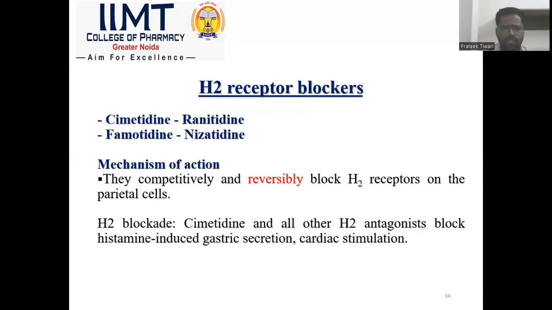Okay. Now we discuss H2 receptor blockers. The drugs in this category are cimetidine, ranitidine, famotidine, and nizatidine. The mechanism is they competitively and reversibly block the H2 receptor on the parietal cell. Cimetidine and all other H2 receptor antagonists block histamine-induced gastric secretion or cardiac stimulation it causes.